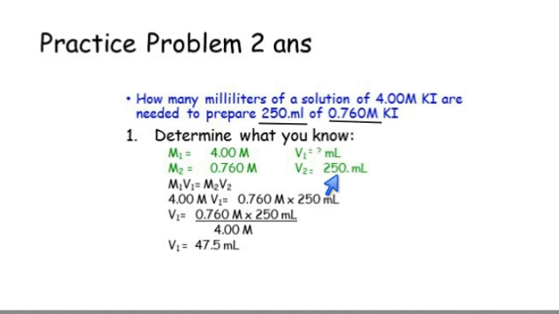So here we have 250 milliliters of 0.76 molar. So that's one pair. Here we're looking for V1, and we have 4 molar. And so we would need 47.5 milliliters. Again, plug the numbers in: 4 times V1 equals 0.76 times 250, and you divide to get V1 by itself. So it's molarity times volume, molarity times volume. The first, M1 V1, is the initial, and M2 V2 would be the diluted.